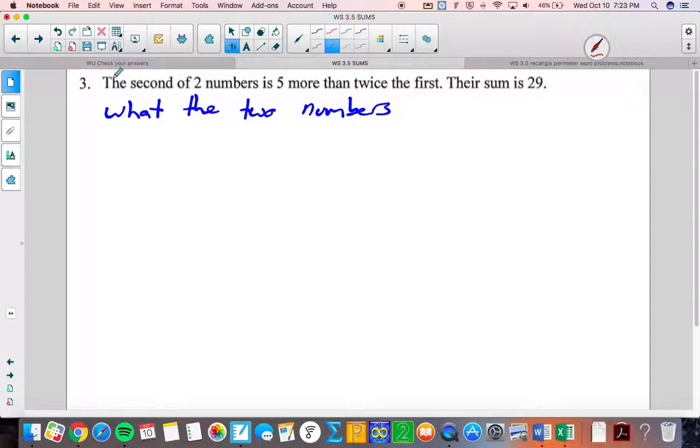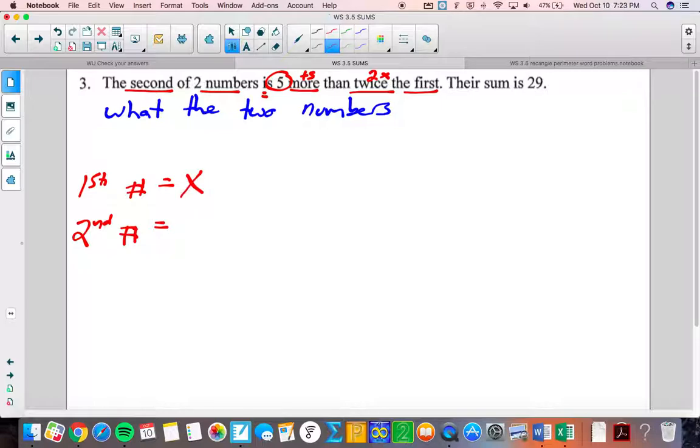So let's go through and mark the text. The second of two numbers, so there's a first number and there's a second number, is or equals 5 more, that means plus 5, then twice, that means 2 times the first. So they're telling me about the second number, but they don't give me an expression for what the first number is. So my first number is x, and then I can use that to build an expression for the second number, because they say the second of two numbers is 5 more than twice the first.